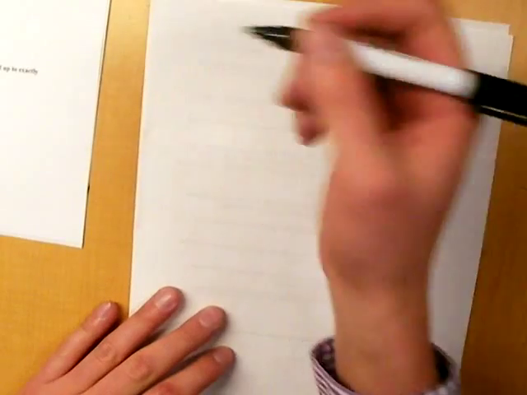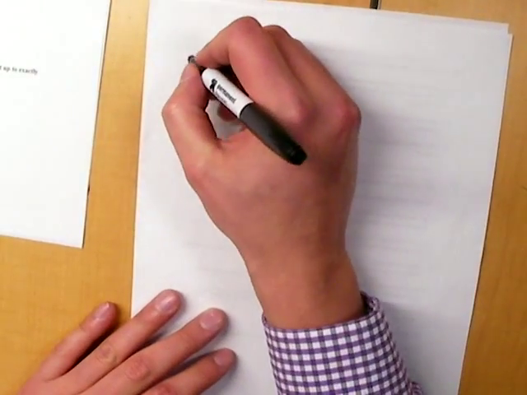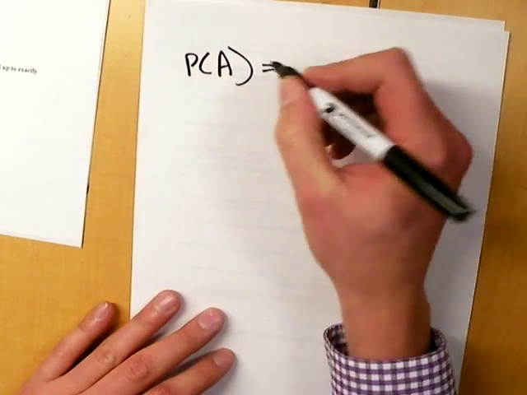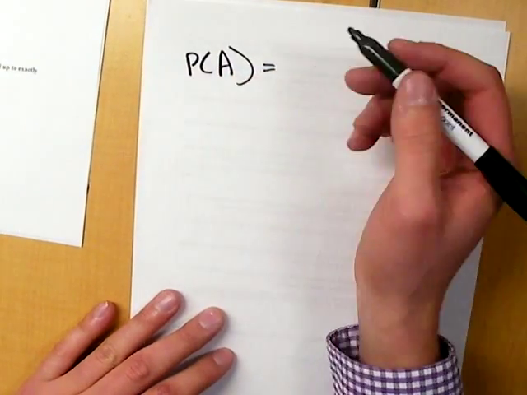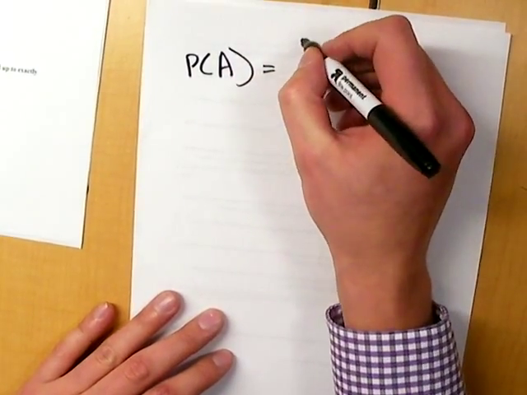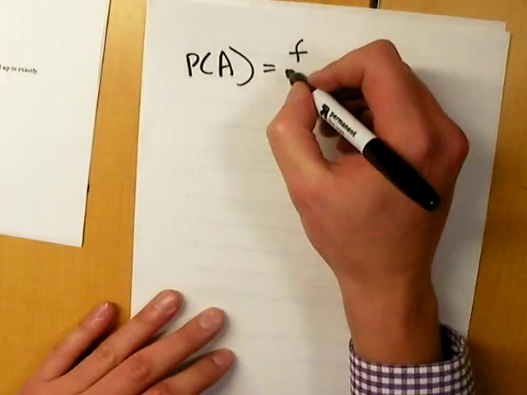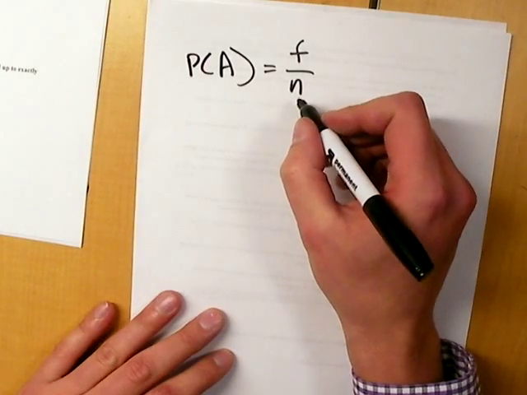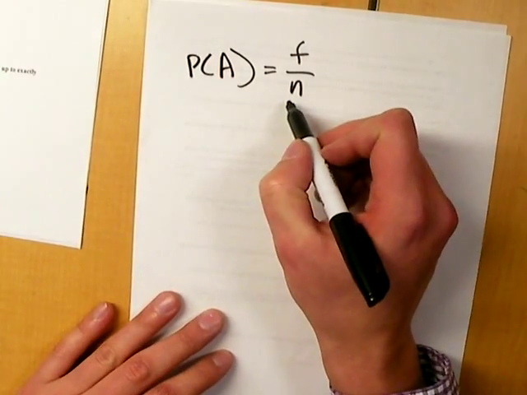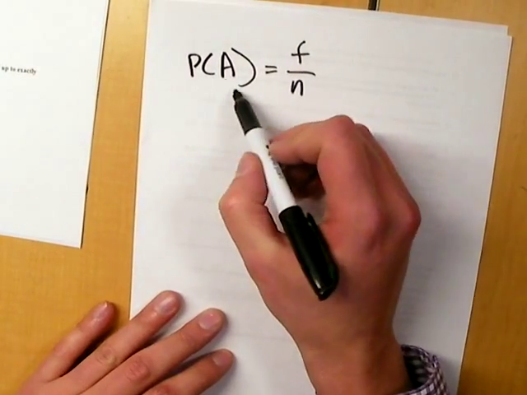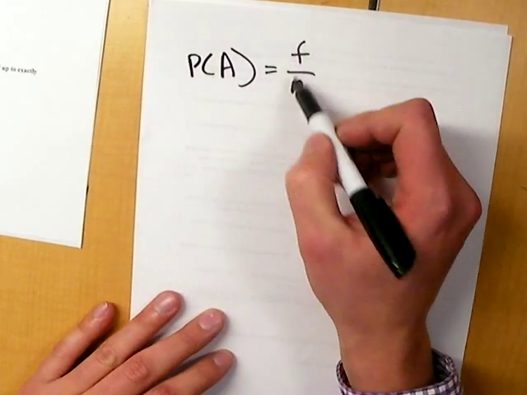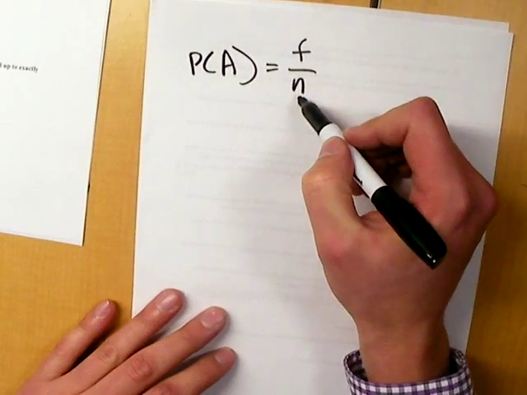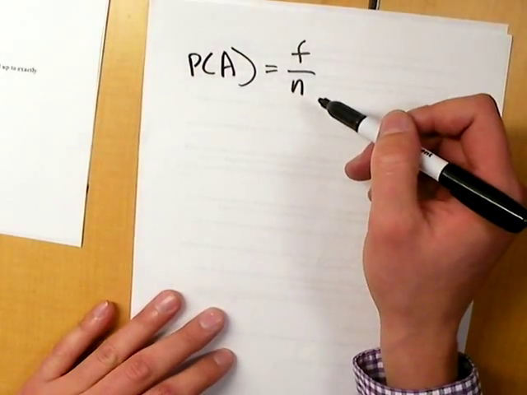First of all, you need the classical theory of probability, which is this equation. The probability of some event A is equal to the favorable number of outcomes F over n, the total number of possible outcomes. So this again is the classical theory of probability: the probability of some event A is equal to F over n, favorable number divided by the total possible number of outcomes.